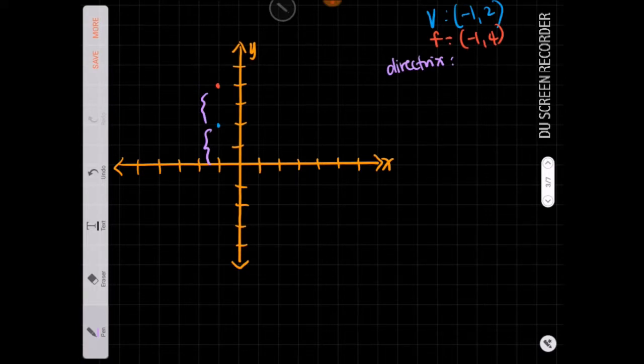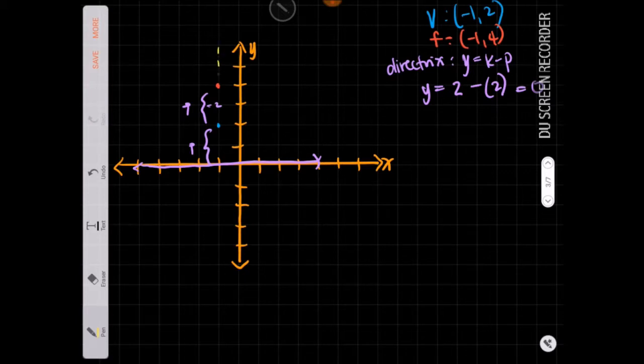We should also note that the distance between the vertex and the focus is equal to the distance between the vertex and the directrix. We can derive that the formula for the directrix is y equals k minus p, since p is the distance between the vertex and the focus. Since our p is 2, our directrix is y equals 2 minus 2. By simplifying it, our y is equal to 0. Let's determine our axis of symmetry. It's the line x equals h. Since h is -1, our axis of symmetry is the line x equals -1.